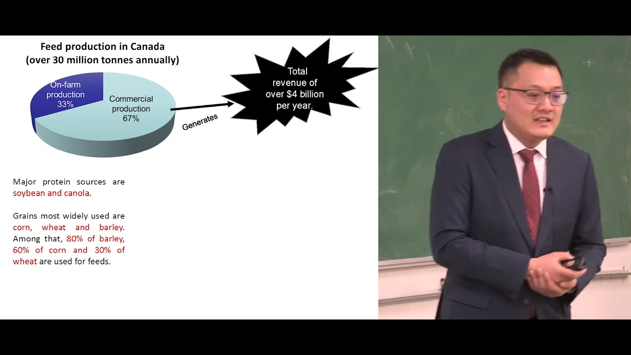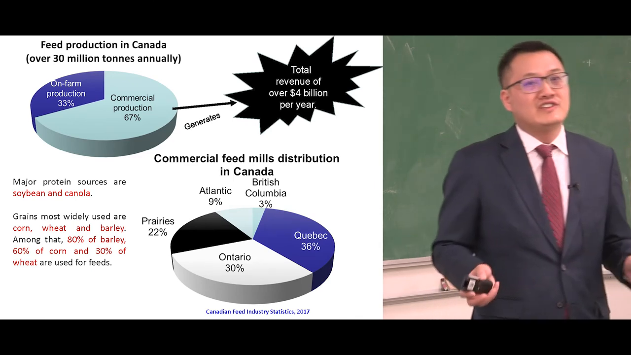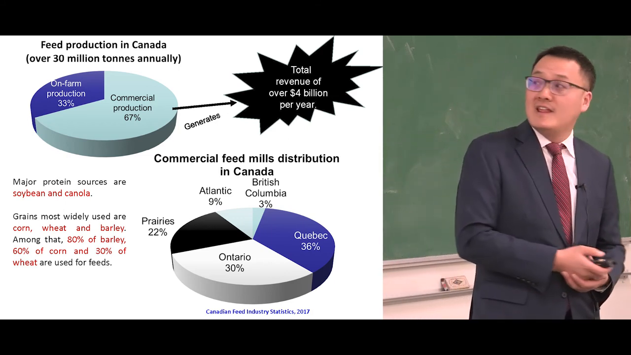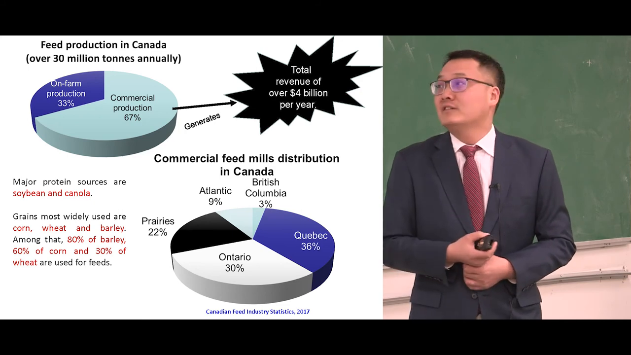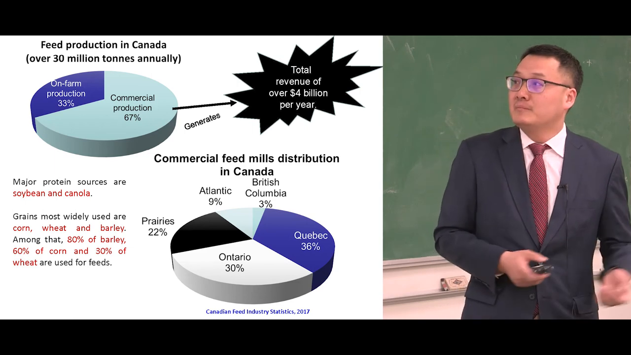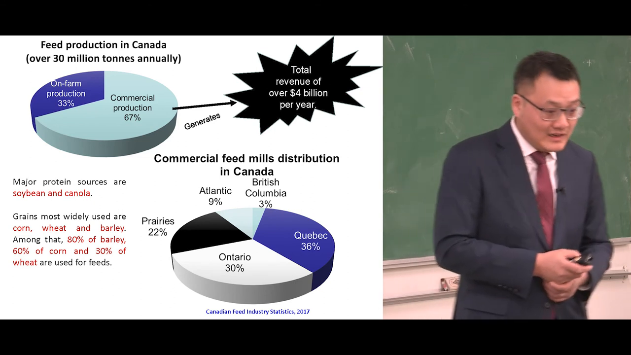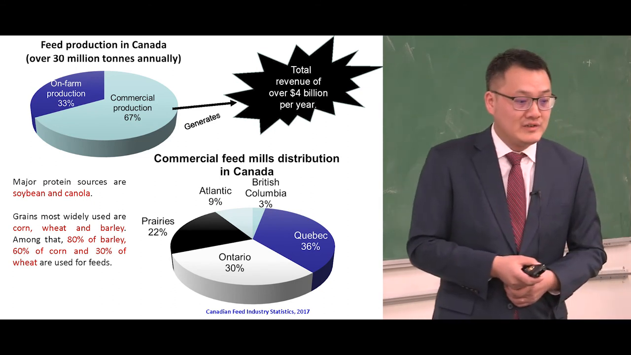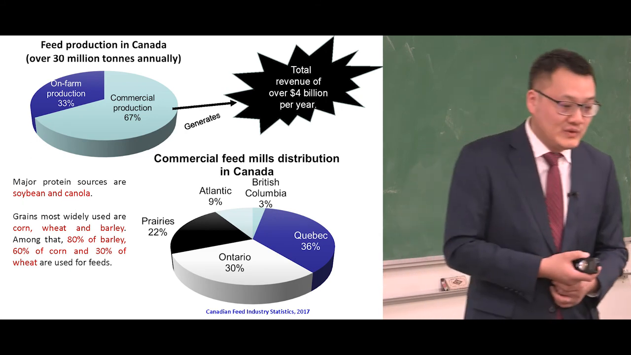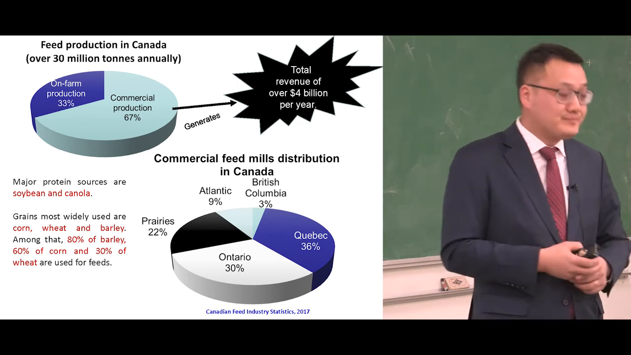Then, regarding commercial feed mill distribution in Canada, there are about 500 feed mills. Looking at the distribution, mainly in Quebec, 36%, and Ontario about 30% of the feed mills. 22% are in the Prairies, including Manitoba, 9% in the Atlantic, and 3% in the British Columbia province. This is according to the Canadian feed industry statistics from 2017, so 2018 may have changed slightly.